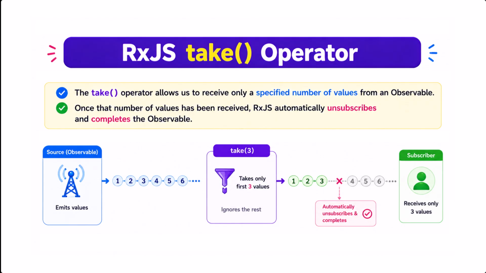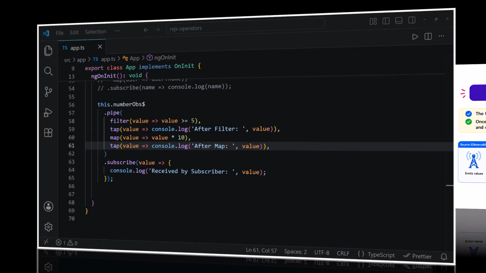The take operator allows us to receive only a specified number of values from one observable. Once that number of values has been received, RxJS automatically unsubscribes and completes the observable. Let me show you an example.